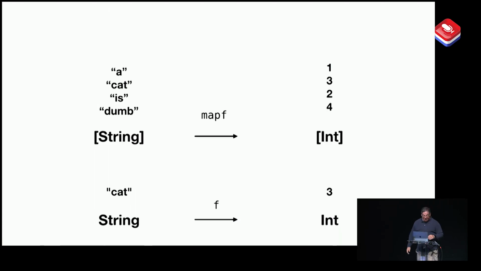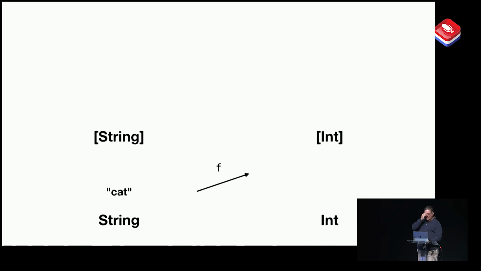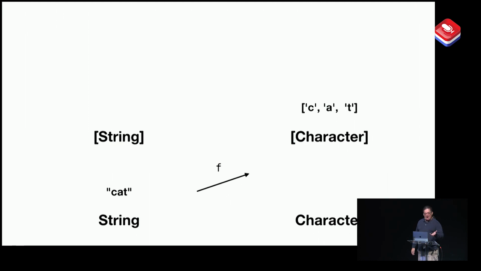Okay, so here's my FlatMap example. I have a function from string to int that takes "cat" and says, well, there are 3 letters in it. So if I map an array of strings, "a cat is dumb," it maps to the array 1, 3, 2, 4. But what if I have a function on the diagonal? In fact, what if I have a function from string to an array of characters, so that the string "cat" gets transformed to the array of characters C, A, T?